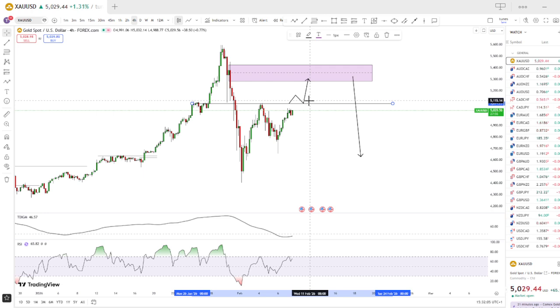Because I just want to see that type of movement happen. I think we can see that type of movement happen on gold during the course of this week, and I will be watching out for that. But I hope that is clear. I'm not going to be taking too much time on that. Yeah, that's it for gold right now.